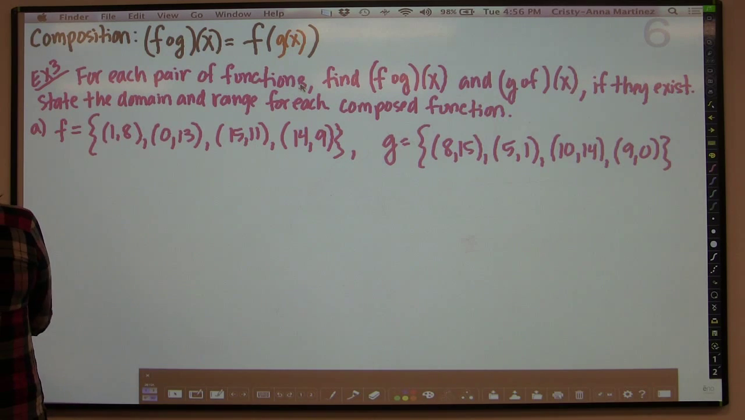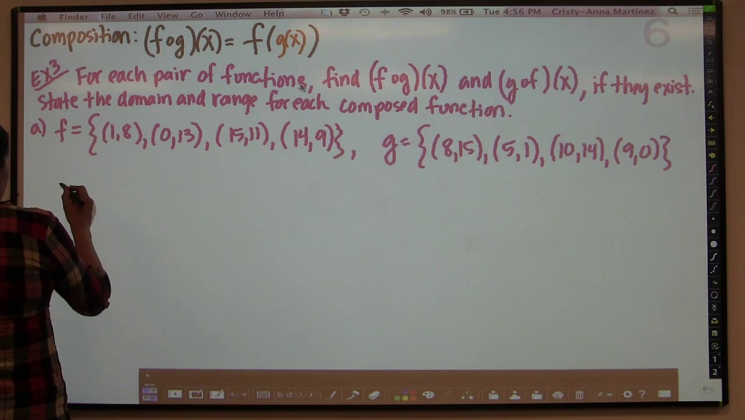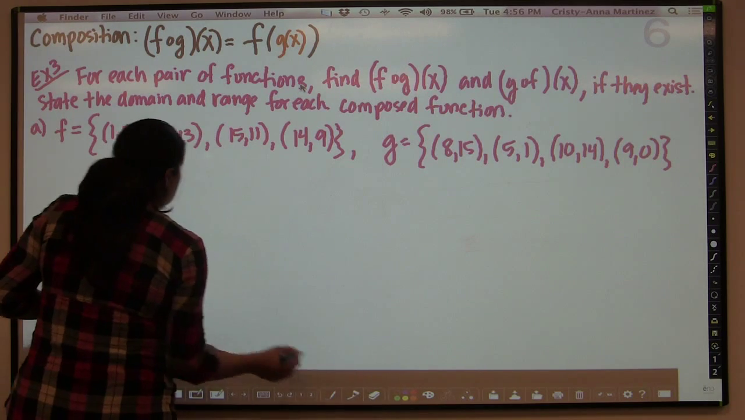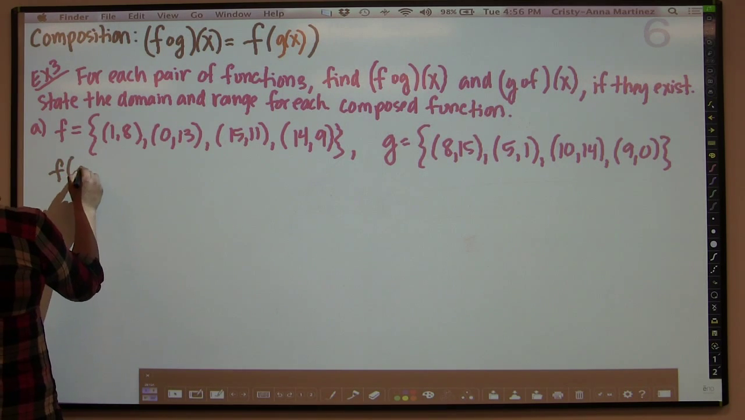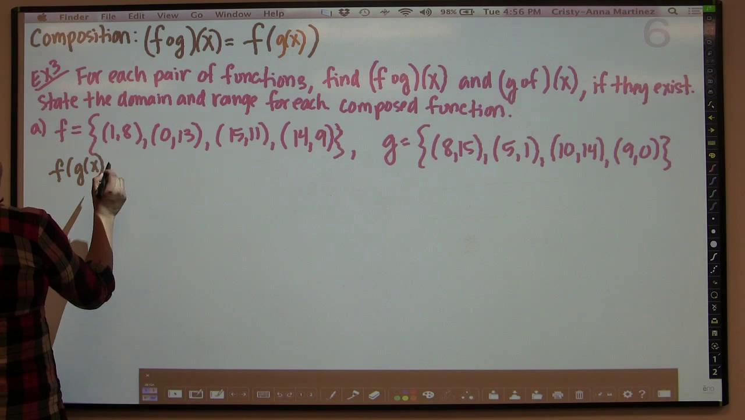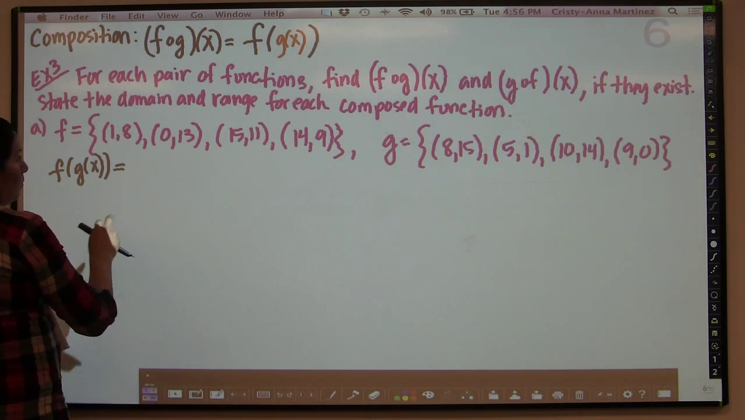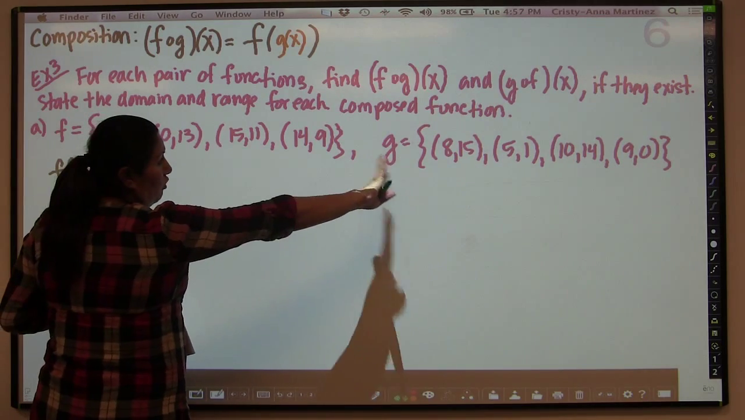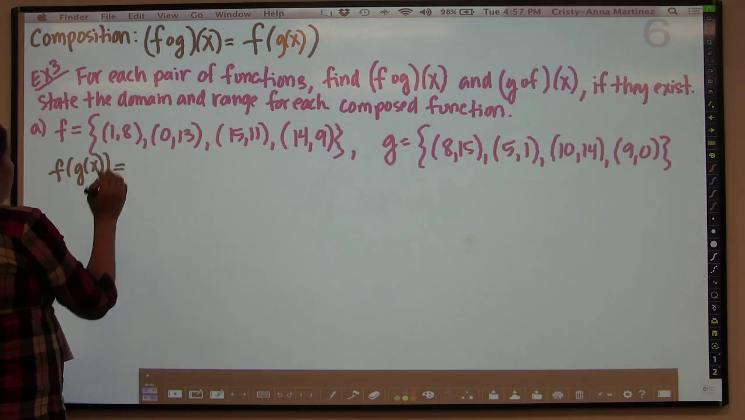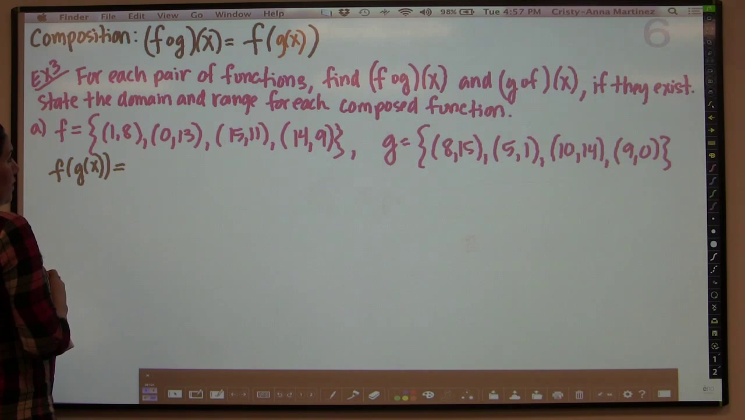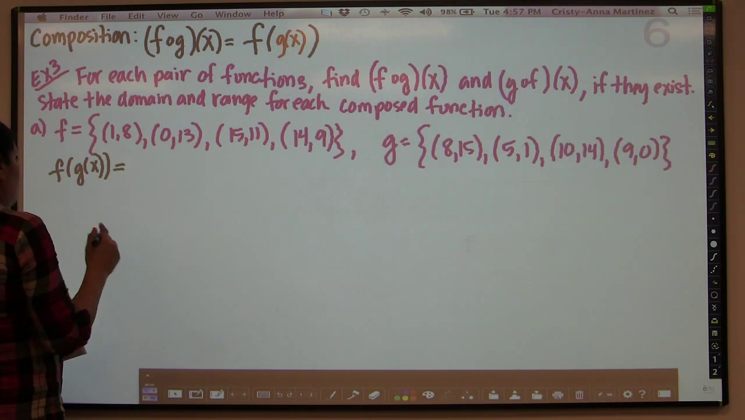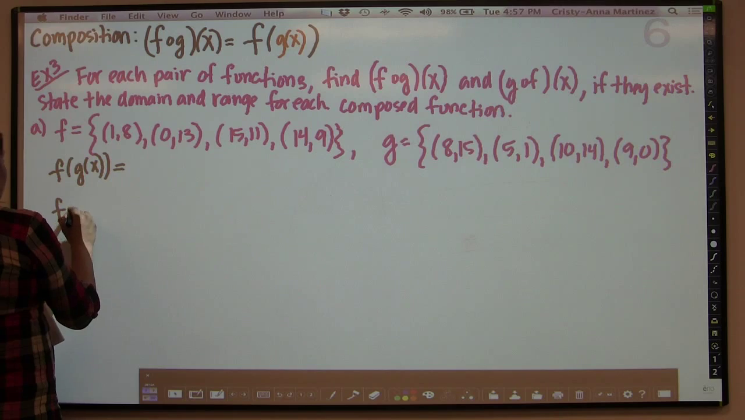Basically, we want to find f of g of x. F of g of x. That means that I have to put all of the g of x function, which is over there, inside of the f function. In this case it seems strange because we don't actually see what the functions are, but I'm going to break it down for you.